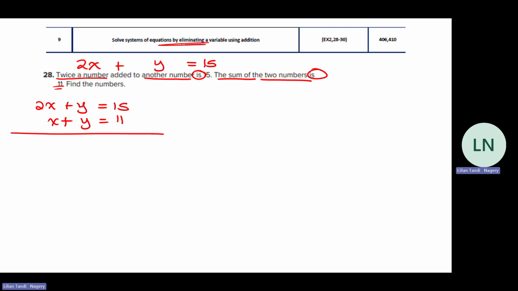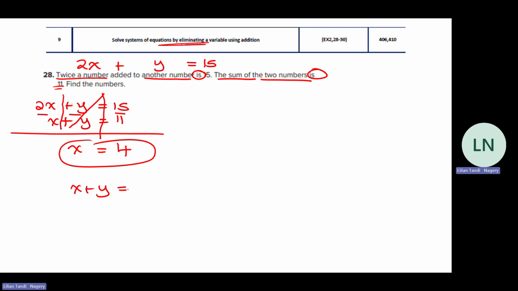So I have the same letter, same number. I make my 3 houses. I will minus because the signs are the same. 2x minus x is x. 15 minus 11 is 4. This is 0 here. If I find x, I should find y.